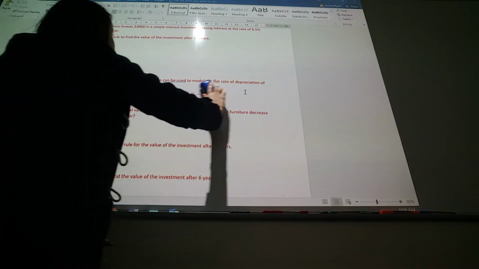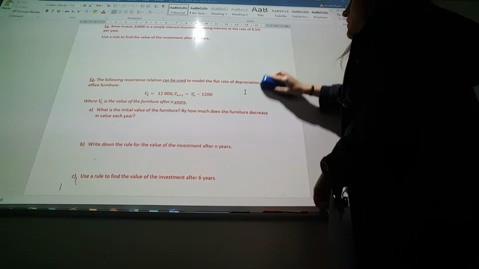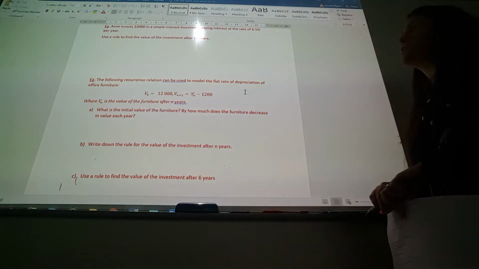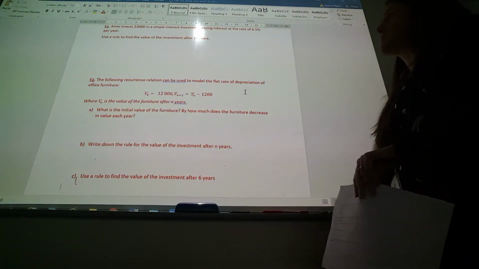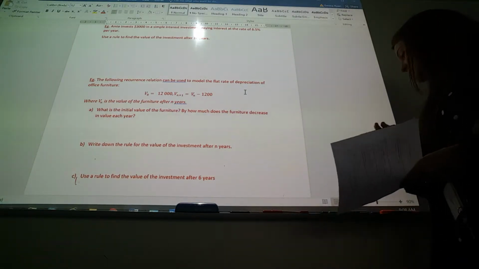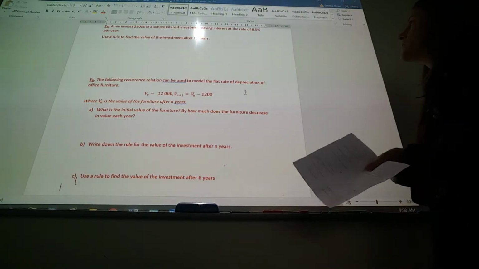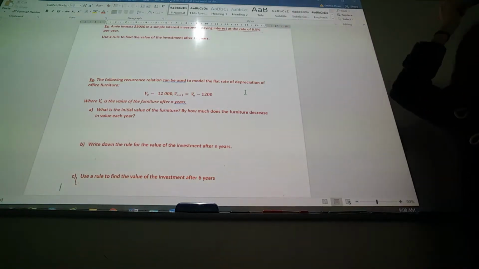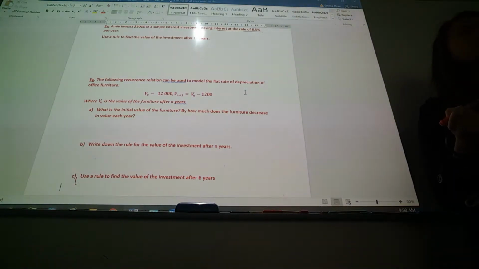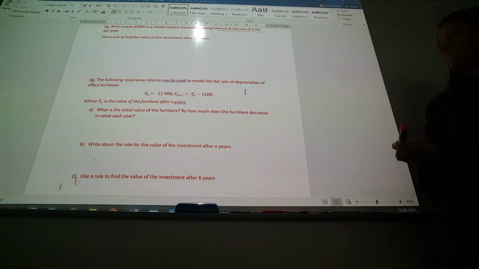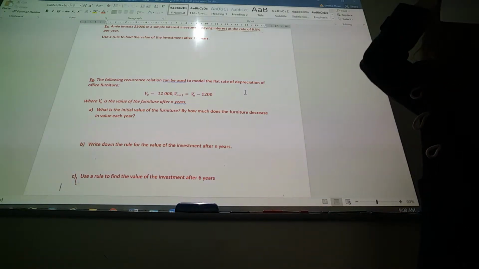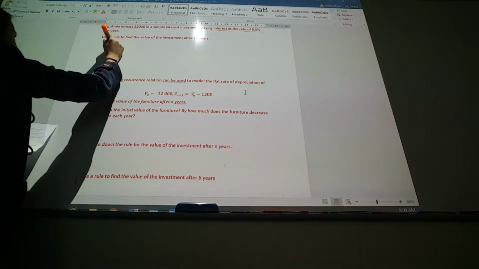Okay, Amy invests $3,000 in a simple interest investment, paying interest at the rate of 6.5% per year. Use a rule to find the value of the investment after 10 years. So this is different than the question we had before because we are told the interest rate, whereas before we were told what we are going up or down by. We were told that by the recurrence relation. So if we're told the interest rate, we need to use the second formula that we wrote down. So we need to use the one that looks like this.